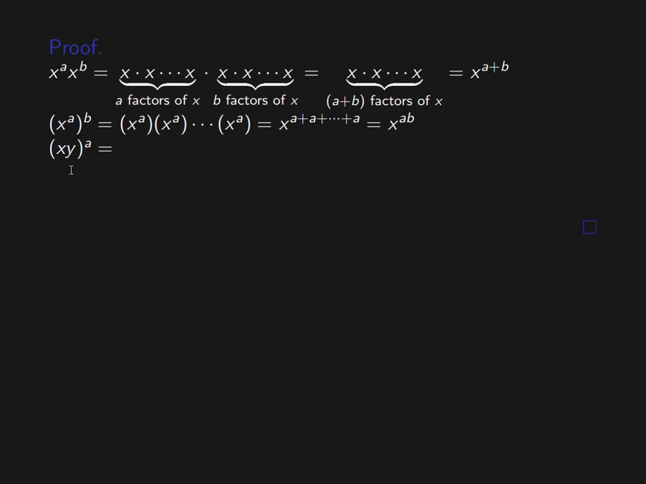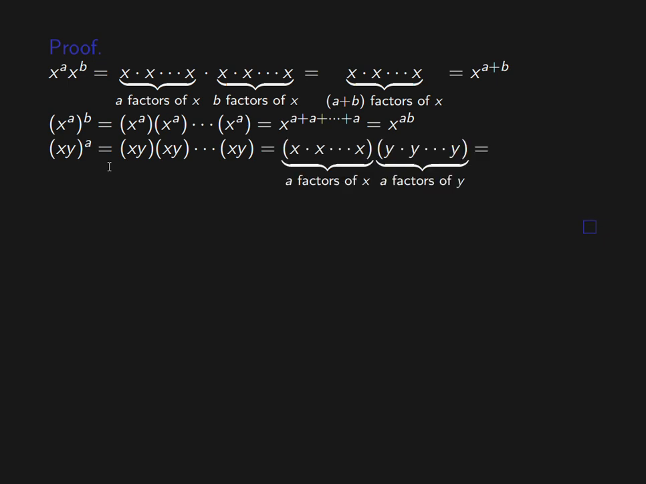And the third one, (xy) to the power of a, is multiplying xy by itself a times, and just like we did in the second example, we use the commutative property of multiplication, and we group the x's and the y's together. So we have a factors of x and a factors of y. So using the definition, this is equal to x to the power of a times y to the power of a.